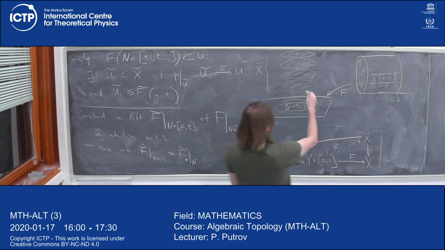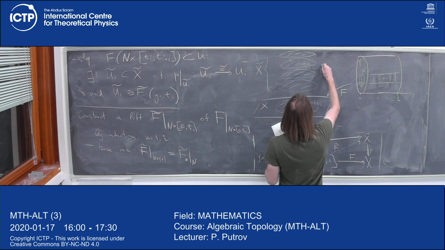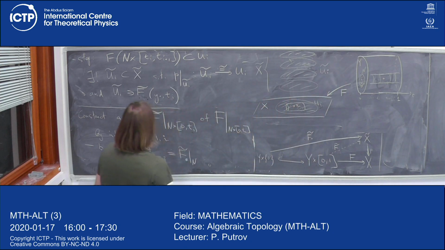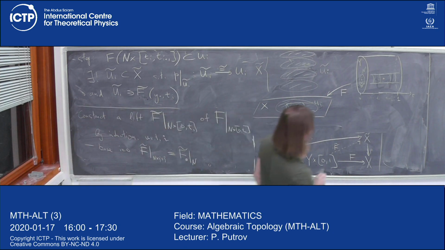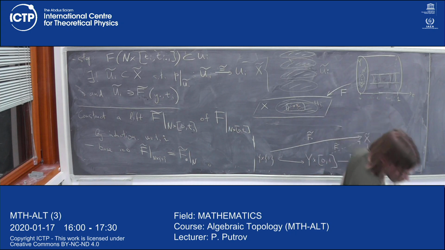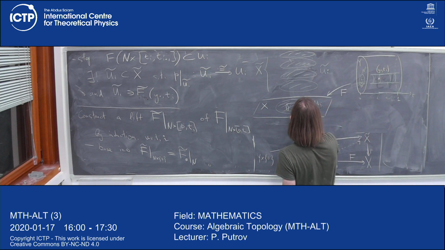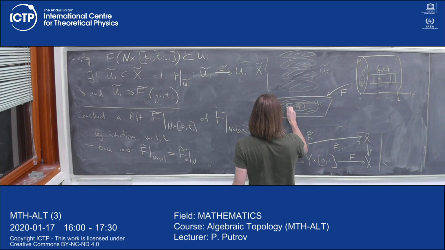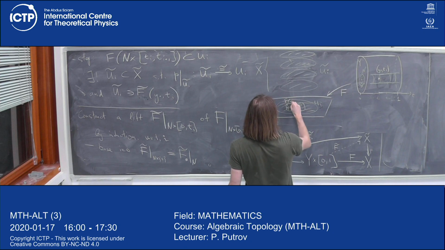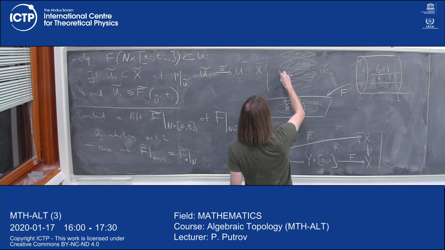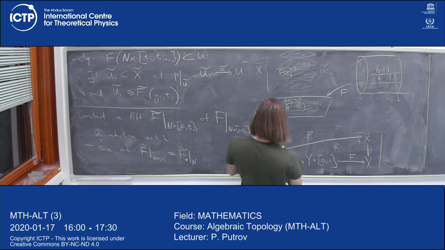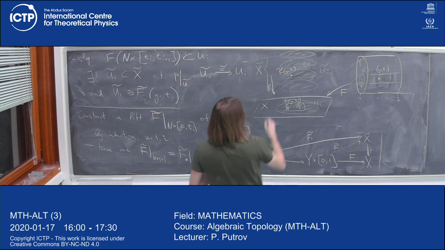And this is our particular U_i tilde. So here I take a point, for example, y0_i, and this point is mapped by f somewhere here, to f of y0_i, and here we have its lift, f tilde of y0_i. The projection looks like this.